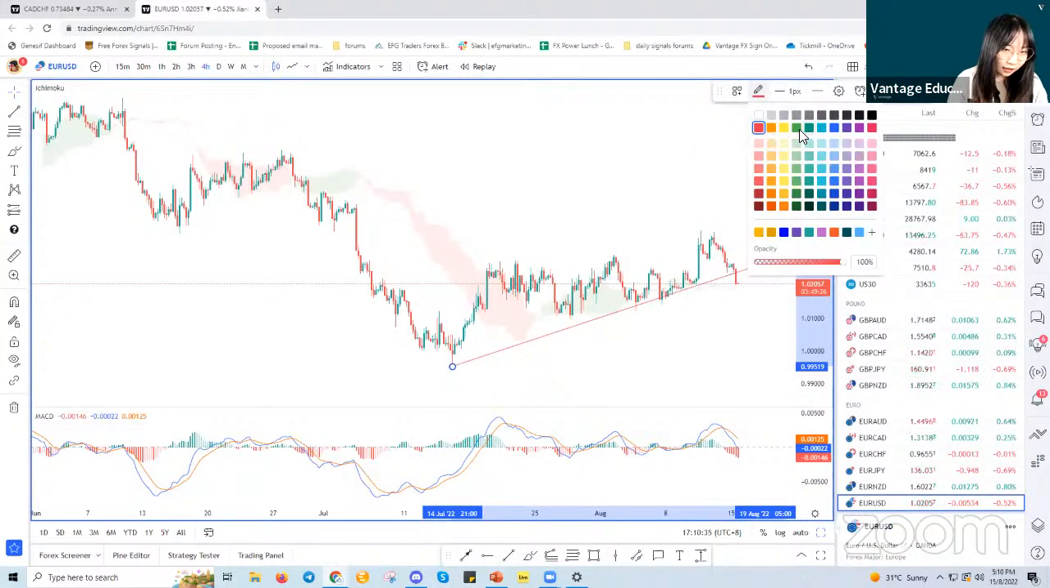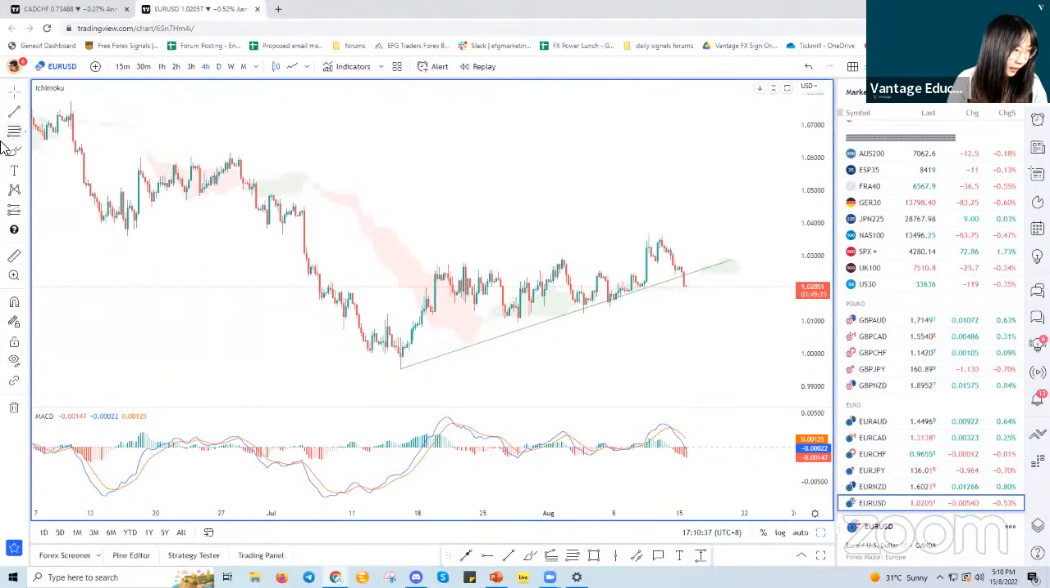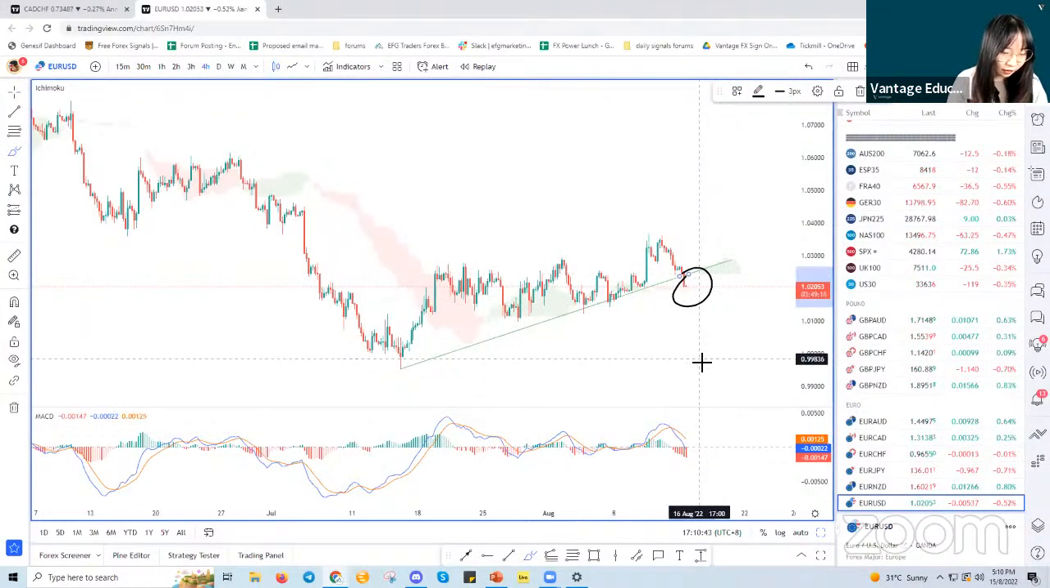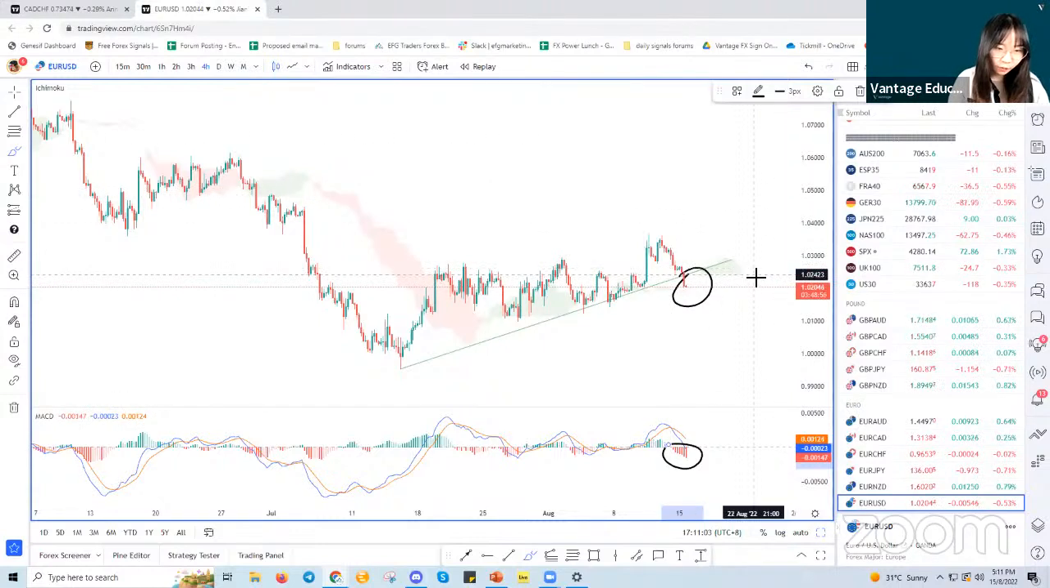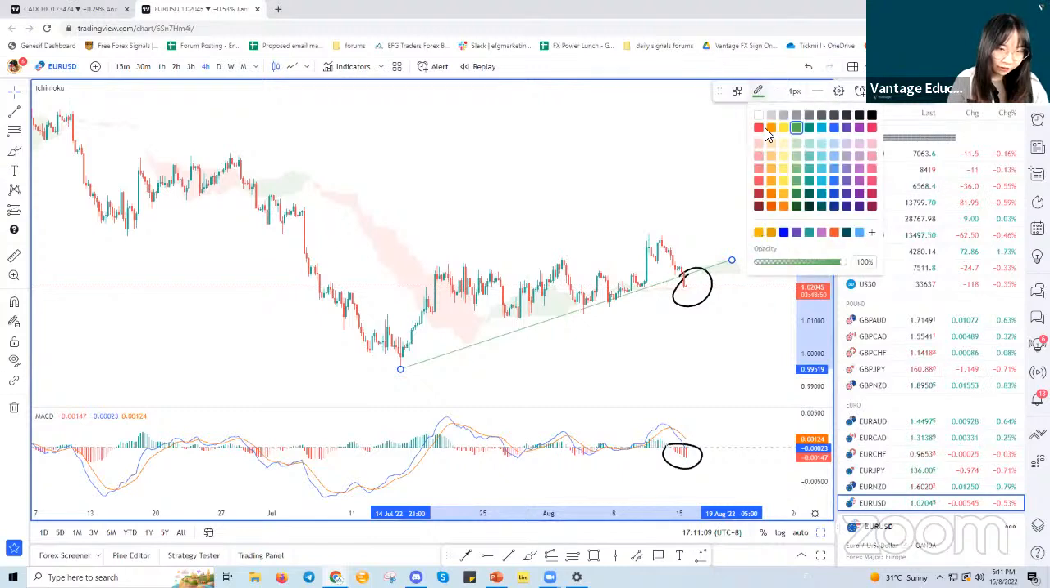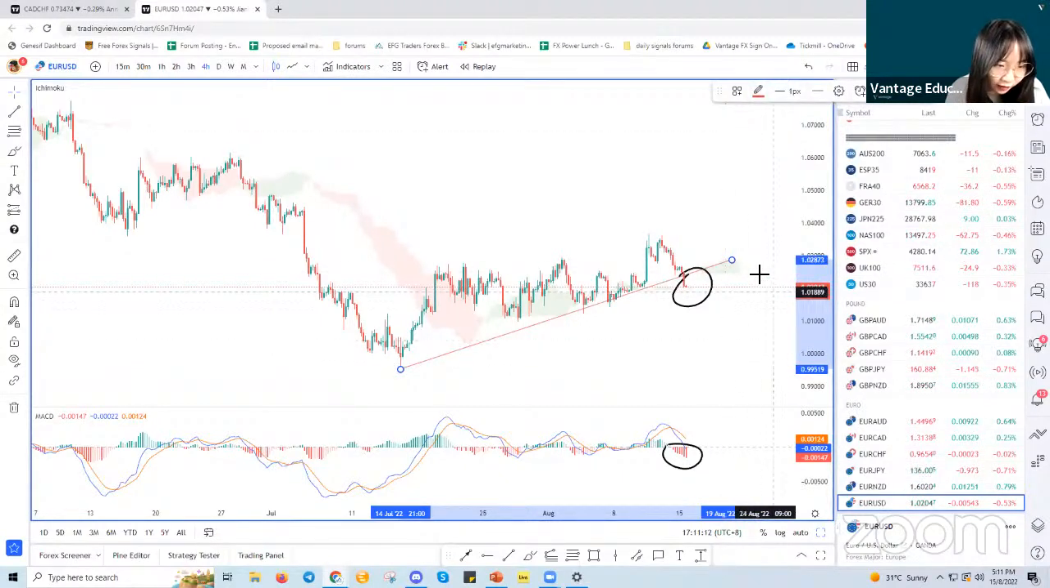As you can see, here is an ascending trend line. However, we can see a bearish breakout here. From the MACD indicator, we can see the DIF line is crossing below the signal line, and the histogram is under the zero line and increasing. So it helps us confirm where the market is heading. In this case, we'd like to see the market may have a bearish trend.